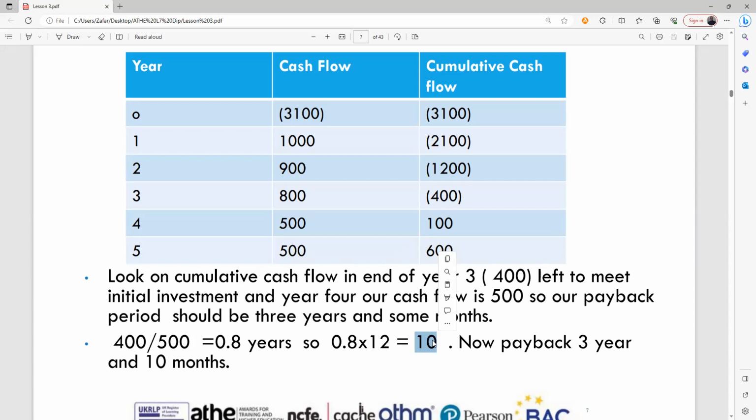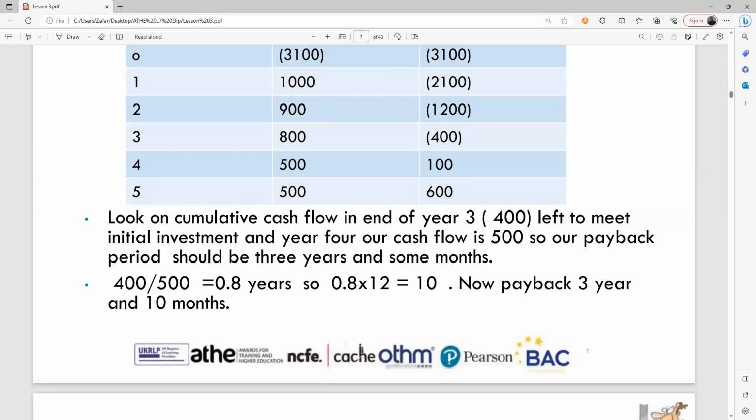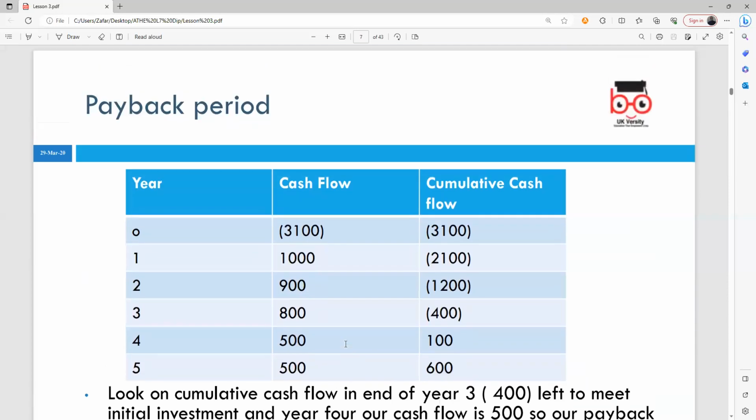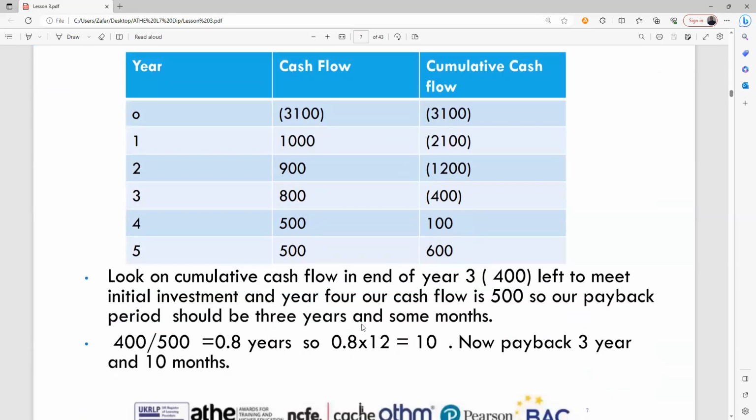So if you were asked how long it will take you to recover, it will be 3 years and about 10 months. This is the payback method. It is very simple and straightforward, and you can calculate that. Your initial investment of 3,100 will be recovered in 3 years and 10 months, and after that, you will get profits all the time.